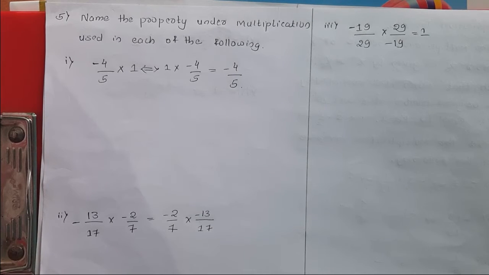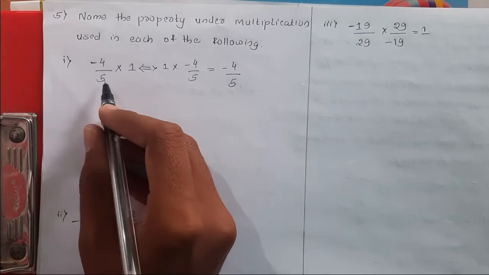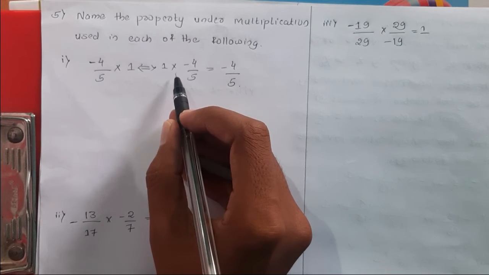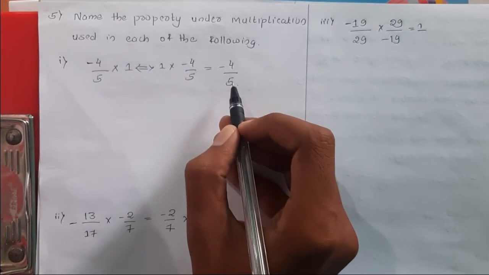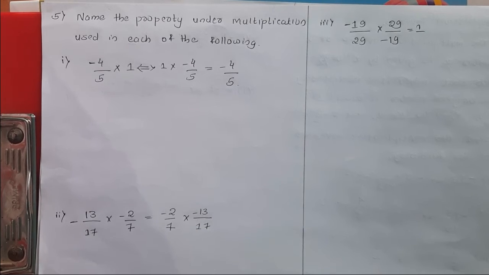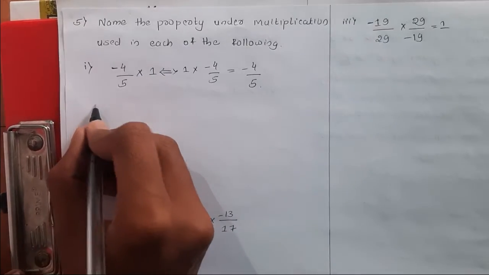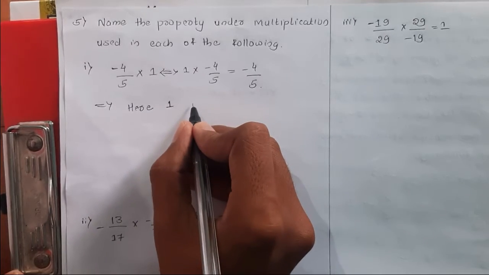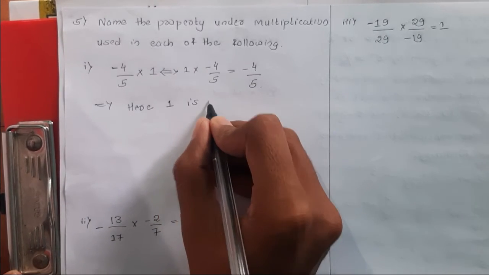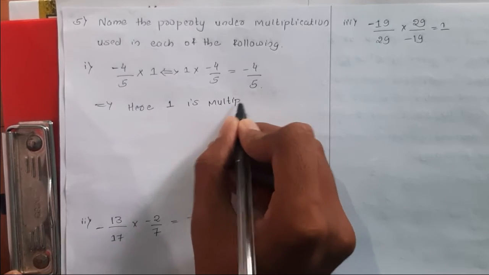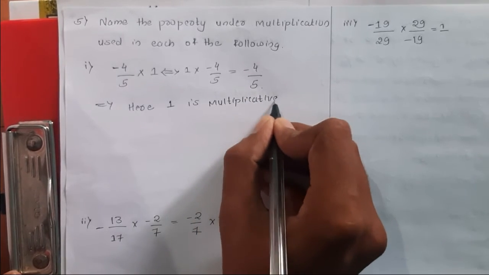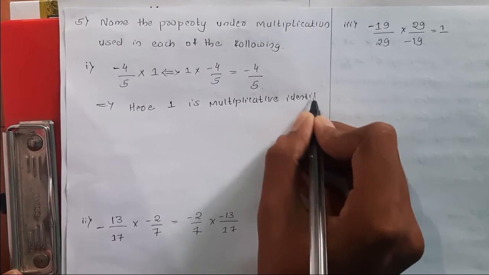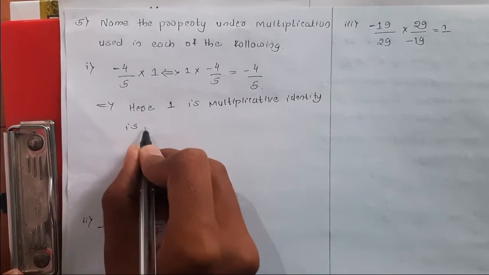Question number 5. Name the property under the multiplication used in each of the following. They give minus 4 by 5 into 1 equal to 1 into minus 4 by 5 equal to minus 4 by 5. Multiplication of any number by 1 gives the original number. Thus identity is used in this question. 1 is the multiplicative identity. Multiplicative identity is used.